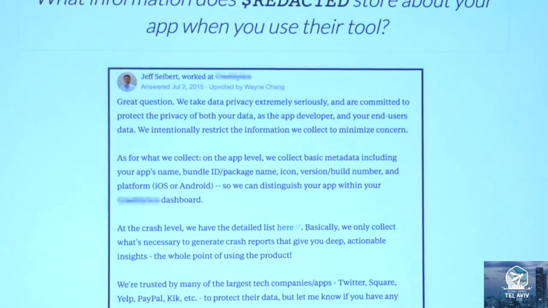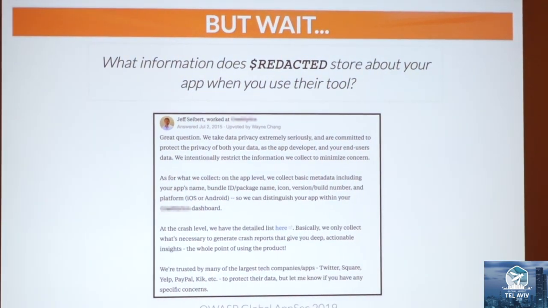So this was a good exchange on one of those popular analytics engines that I said I wouldn't shame. I redacted this, but this is directly from their boards, and the person's there, so if you Google this, you could probably figure it out, but I'll let you do that. So this person said, what information does this redacted analytics engine store about the app when you use their tool? I'm just going to summarize this, basically saying, at a normal level, we collect app level data, metadata, app name, bundle ID, icon, et cetera, so we can distinguish your app within the dashboard. At the crash level, there's a lot more. There are crash reports, right? We're trusted by many of the largest companies, Twitter, Square, et cetera, to protect their data. But let me know if you have any specific questions.